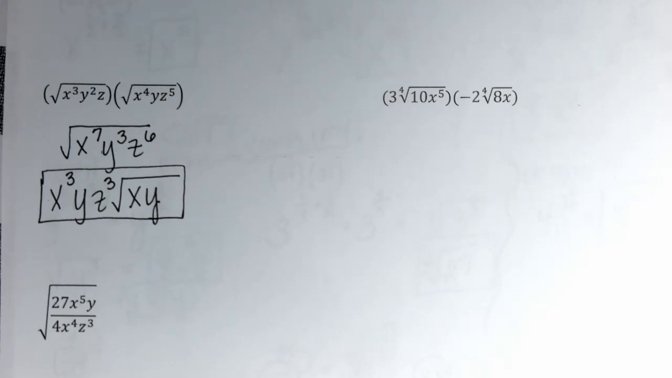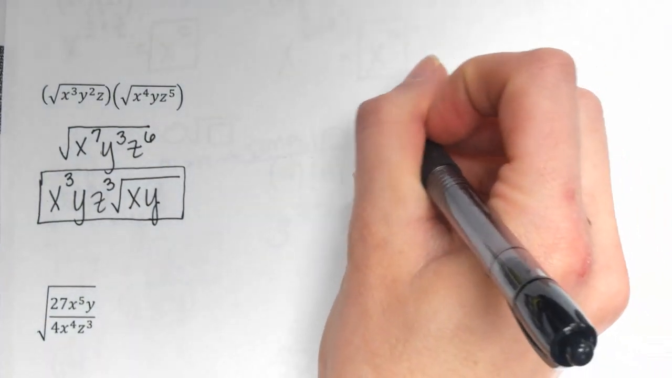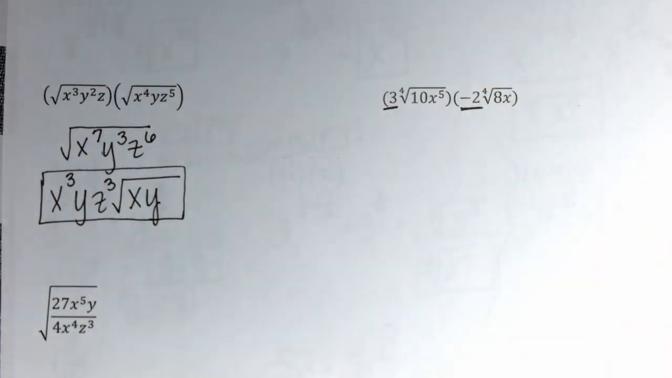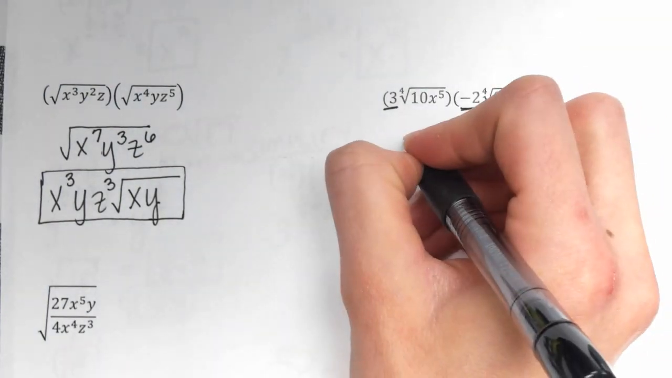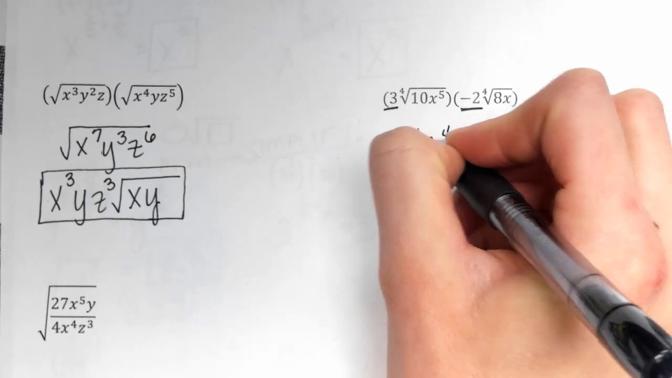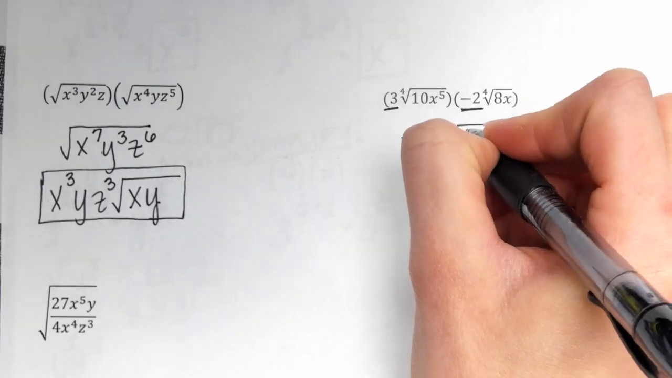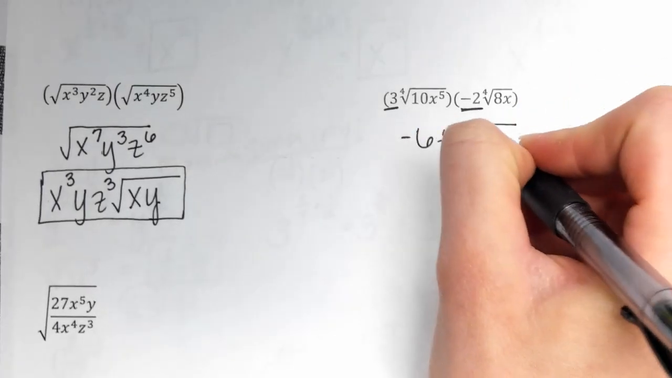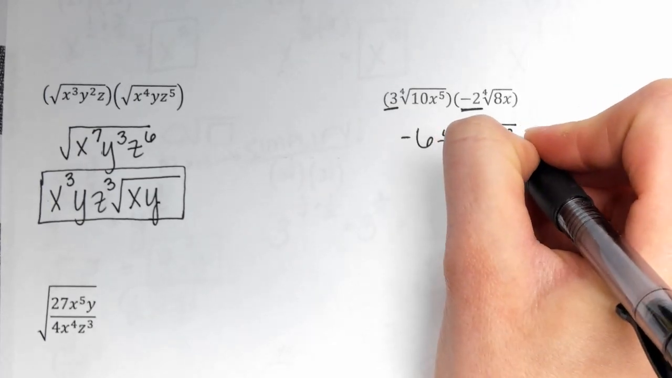Three times the fourth root of 10x to the fifth times negative 2 fourth root of 8x. What do I do? Outside times outside, radical times radical. 3 times negative 2 times the fourth root of 10 times 8, 80x to the 6.